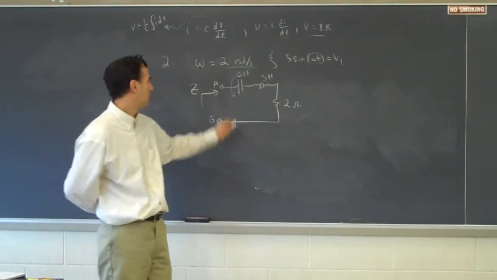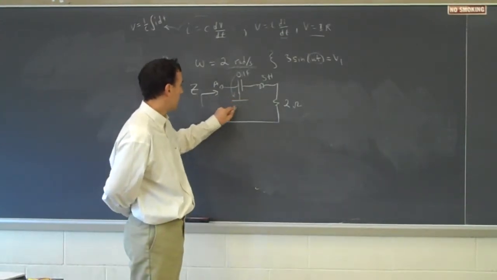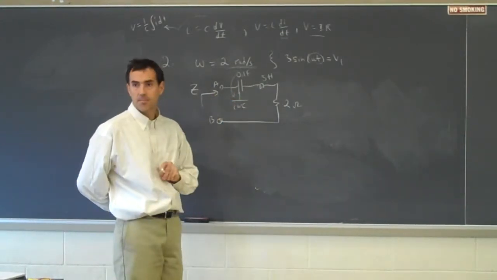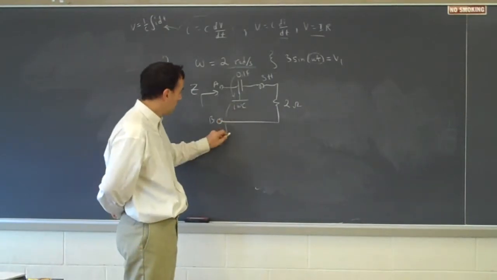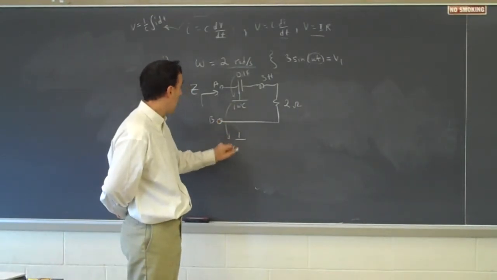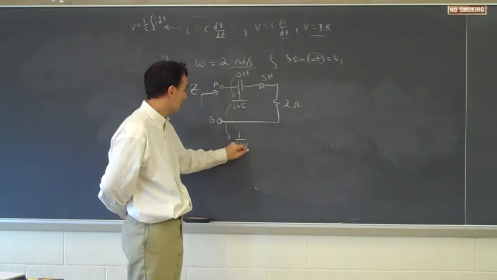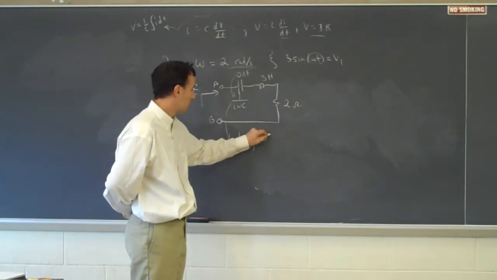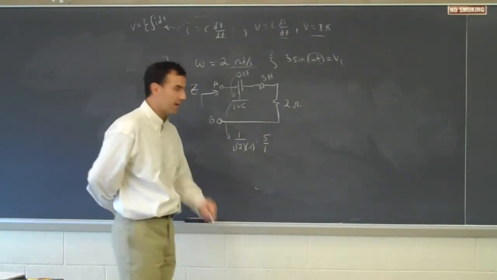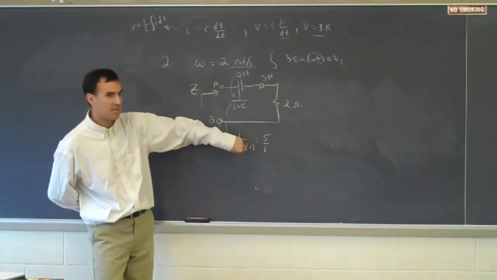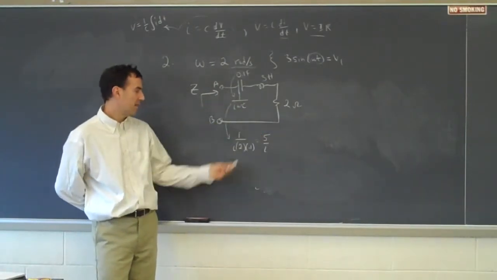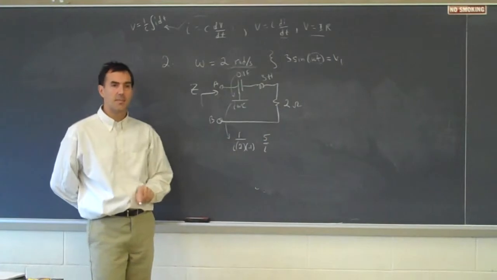The impedance of that capacitor is 1 divided by i omega C, which is 1 over i times 2 times 0.1, which is 5 divided by i. 1 divided by 0.2 is 5. Still have the i in the denominator.